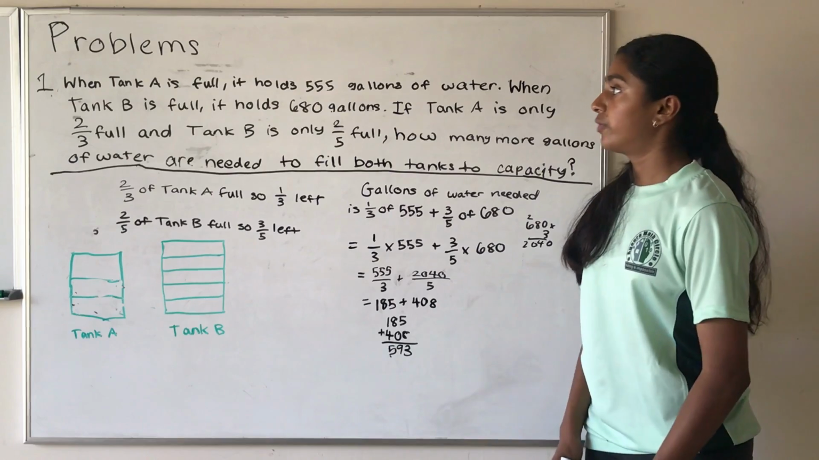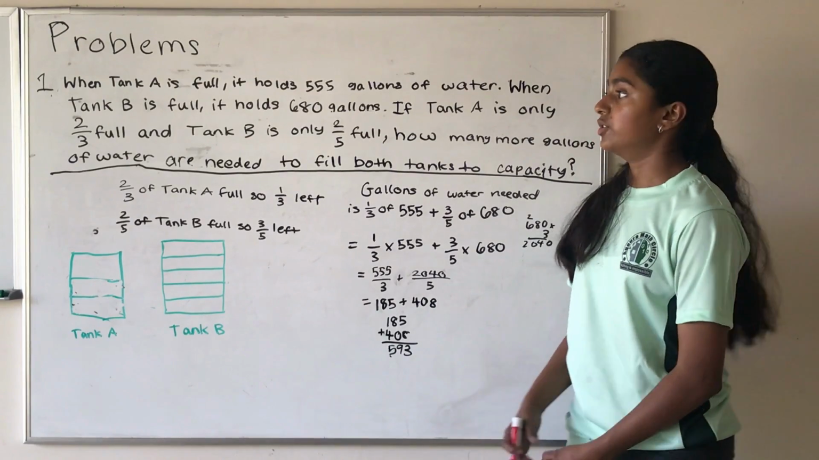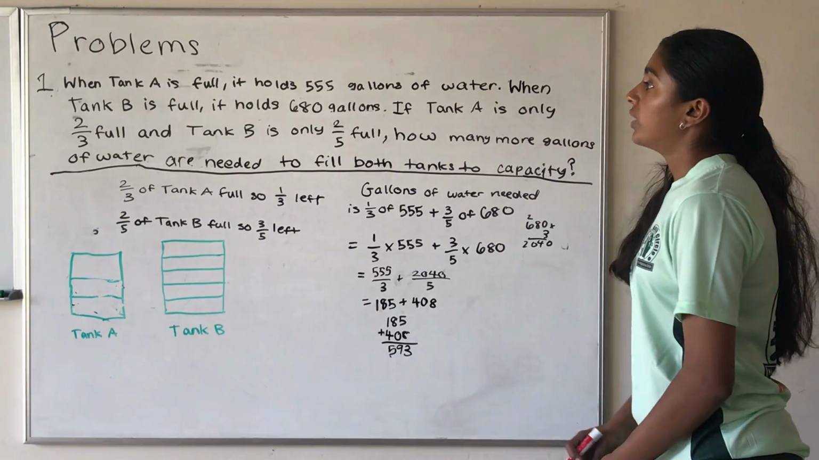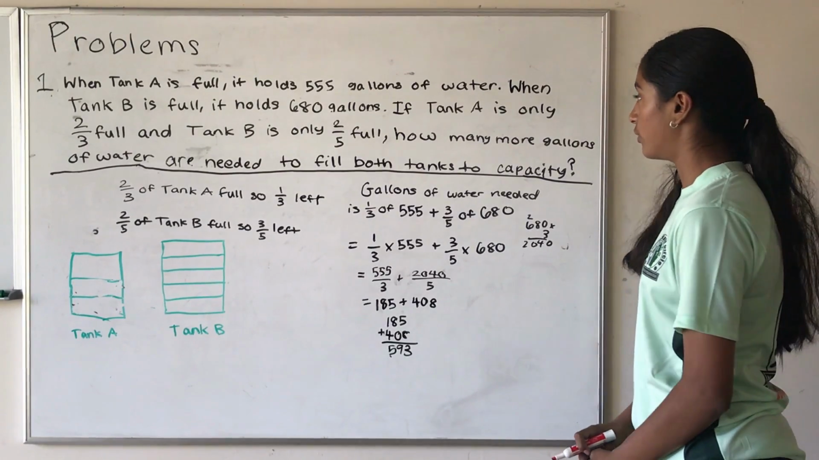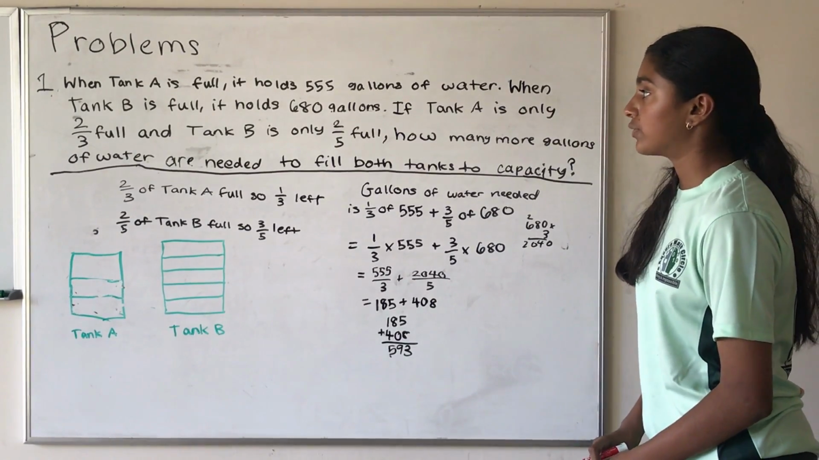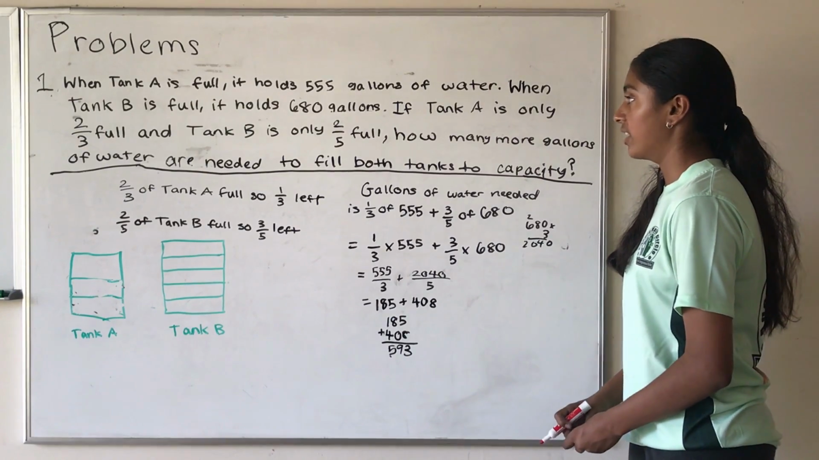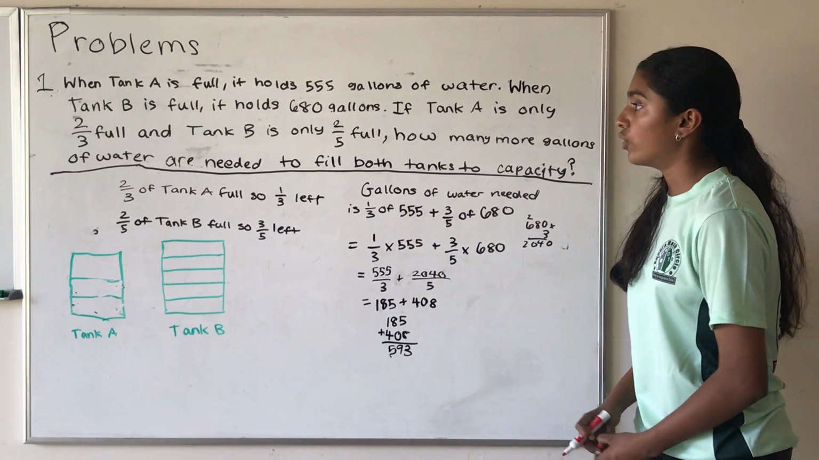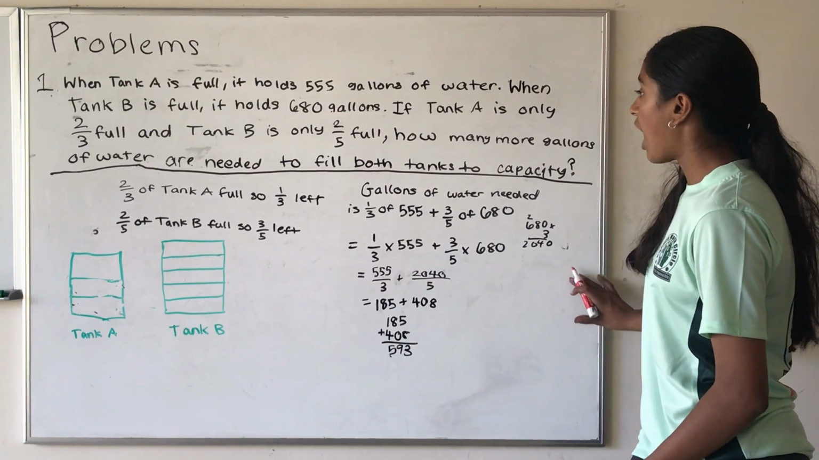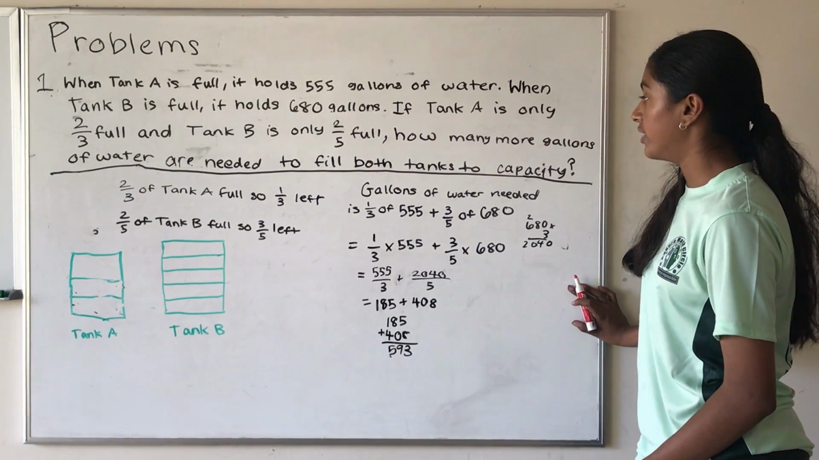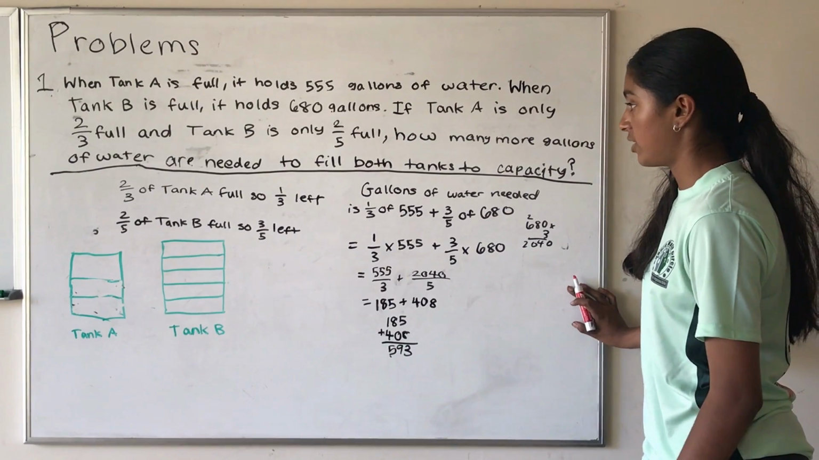Now I'm going to go over a few problems that will review the topics we just learned. Number 1. When tank A is full, it holds 555 gallons of water. When tank B is full, it holds 680 gallons. If tank A is only 2/3 full and tank B is only 2/5 full, how many more gallons of water are needed to fill both tanks to its capacity?